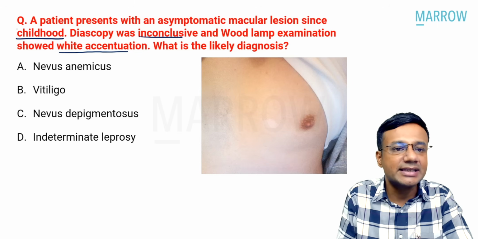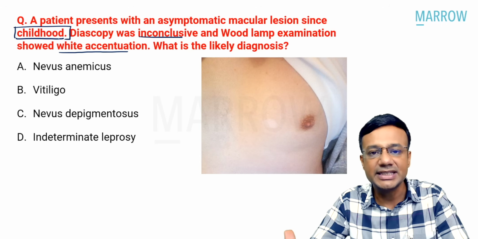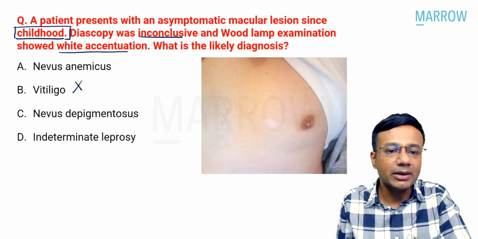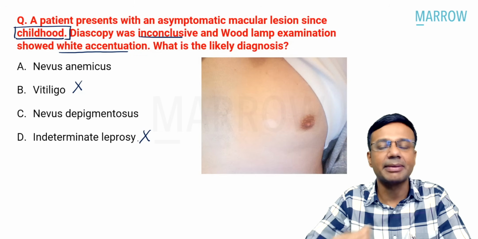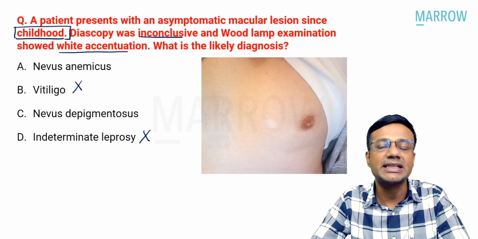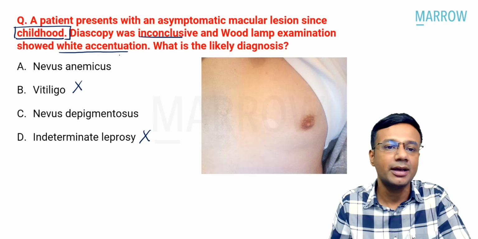The question says this lesion has been there since childhood. And when you see the lesion is on the trunk since childhood, vitiligo can be ruled out, and indeterminate leprosy can be ruled out because these are acquired conditions. They're usually not seen since birth or childhood. Okay, with two options gone, we are left with two birthmarks, that is nevus anemicus and nevus depigmentosus.